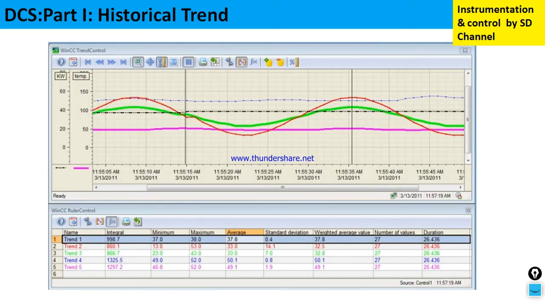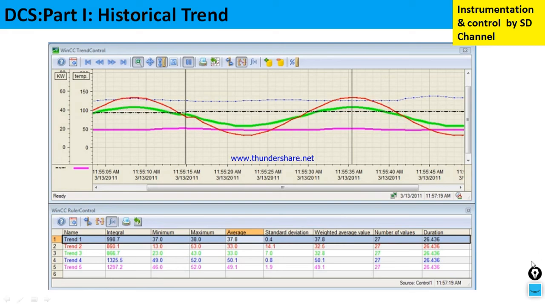So I am giving you the overview of the DCS. I will explain in detail later also in my separate videos. So this is the historical trend which you can get from the DCS system. This is called historical trend. Suppose I want a trend from 6 months ago, or 1 year ago, or 2 years ago, then I have to check the historical trend.